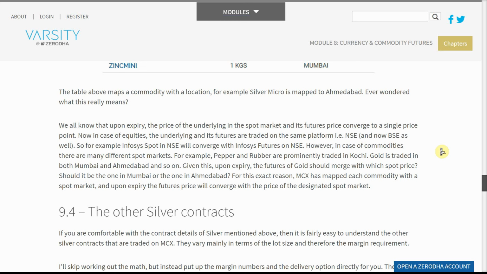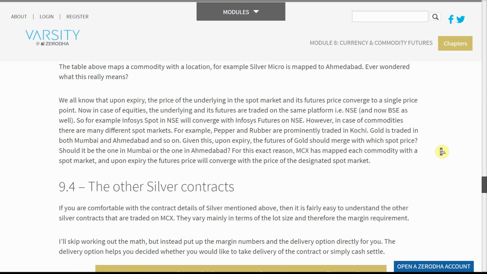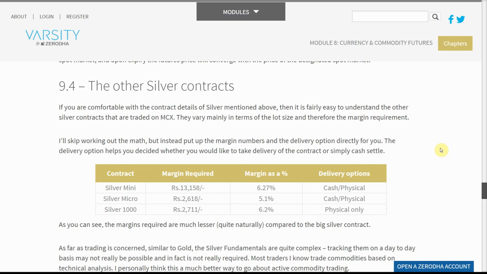However, in case of commodities, there are many different spot markets. For example, pepper and rubber are prominently traded in Kochi. Gold is traded in both Mumbai and Ahmedabad and so on. Given this, upon expiry, the futures of gold should merge with which spot price? Should it be the one in Mumbai or the one in Ahmedabad? For this exact reason, MCX has mapped each commodity with a spot market. And upon expiry, the futures price will converge with the price of the designated spot market.